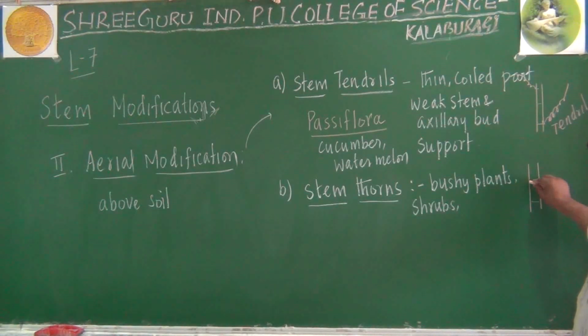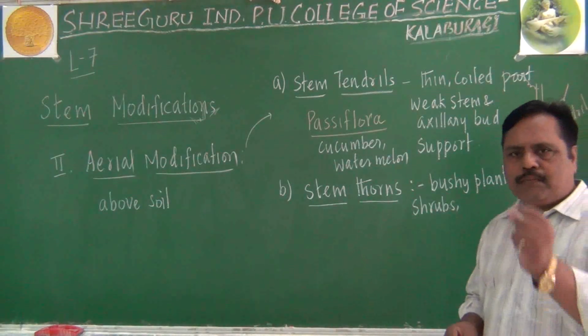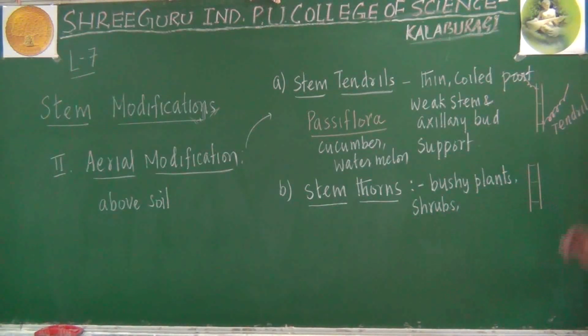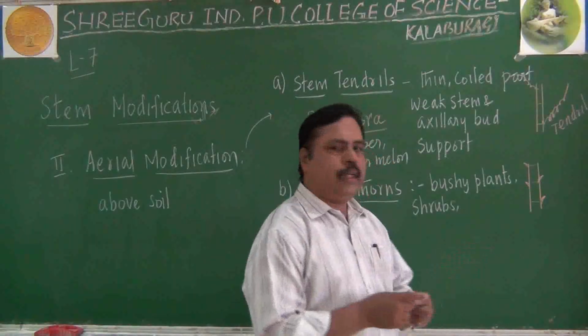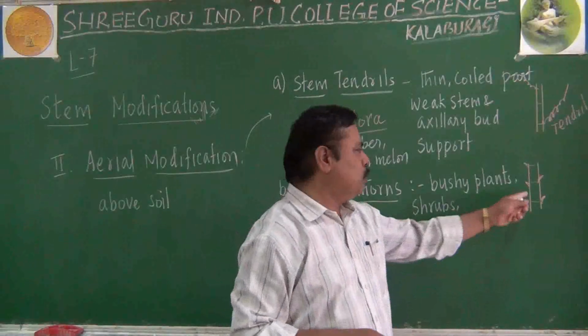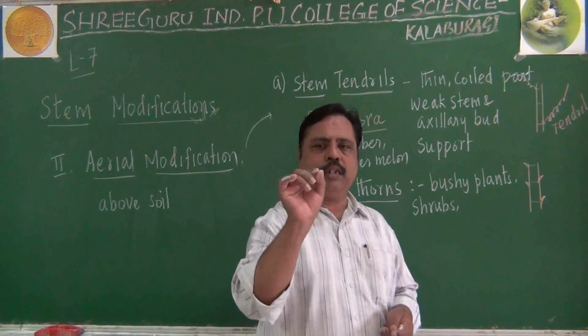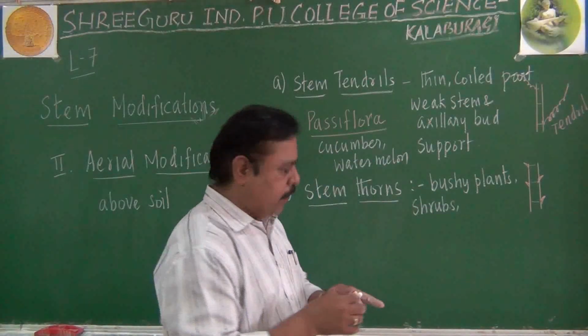It will also have nodes and internodes like this. But here, from the nodes, otherwise axillary part, a sharp thorn-like, nail-like structure will be produced from these nodes. They are not thin and coiled structures, but sharp, nail-like outgrowths. That is called a thorn actually.